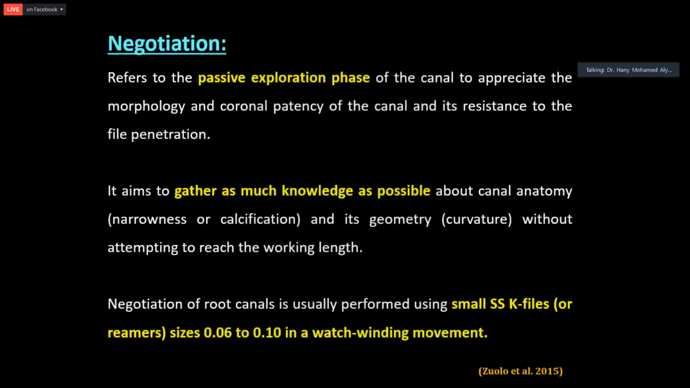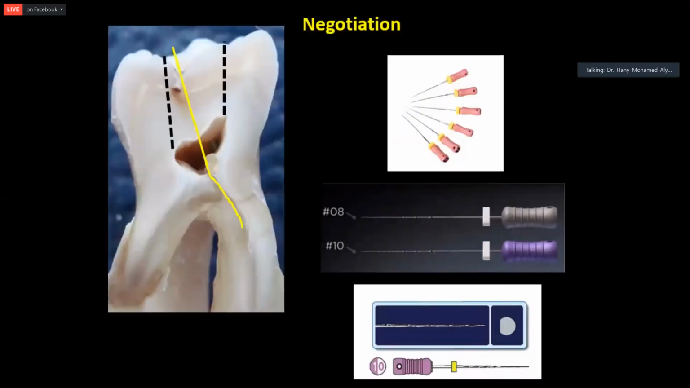This was just an introduction for a few instruments which we can use for negotiation. Tiếp theo tôi cũng muốn nói về việc để tiếp cận các ống tủy bằng các dụng cụ phù hợp. Negotiation is very important in order to have a good root canal preparation without errors. And one of the files which I really like for negotiation is the D-finders.